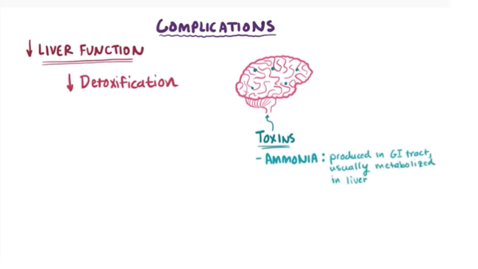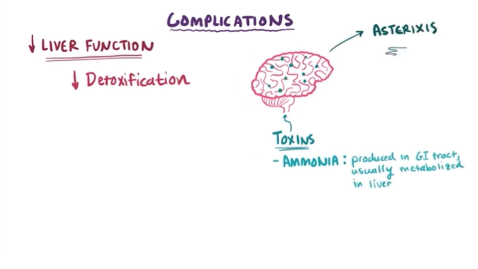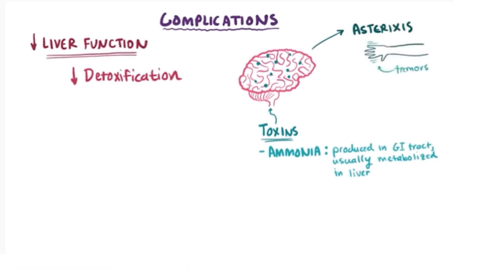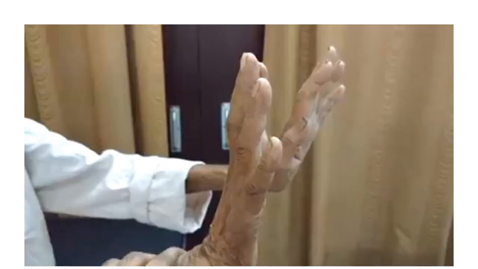So when liver detoxification is hampered, it means NH3 cannot be converted into NH4, so NH3 does enter into the brain. This is the development of hepatic encephalopathy, which is characterized clinically by asterixis, which are called flapping tremors. This is the video showing the flapping tremors.